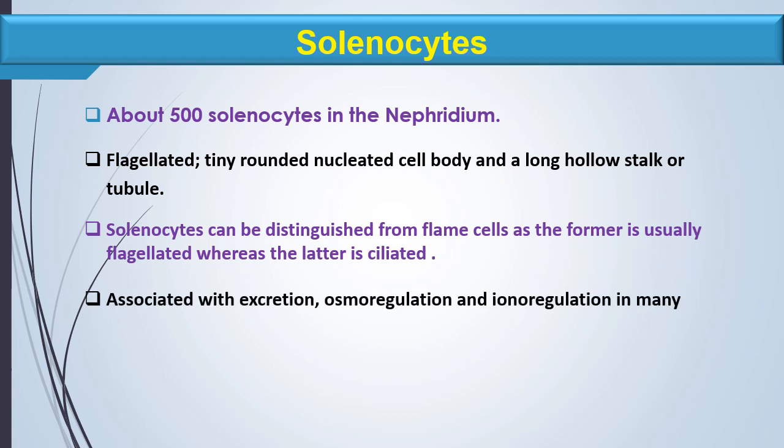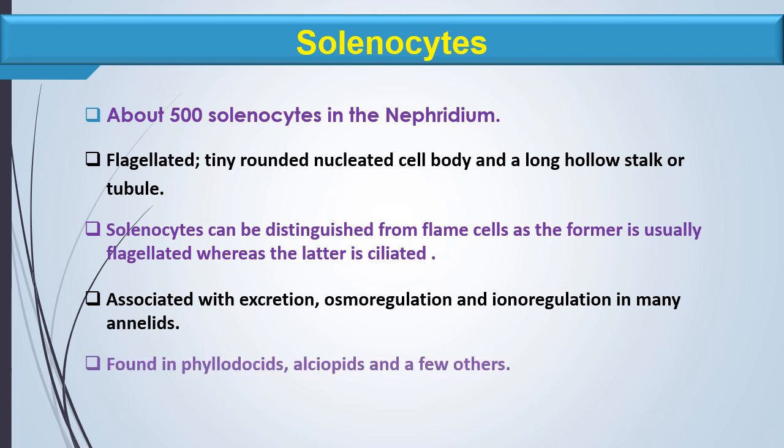These organelles, the solenocytes, are associated with excretion, osmoregulation, and ionoregulation in many annelids. These are found in phyllodocids, alciopids, and a few other members.